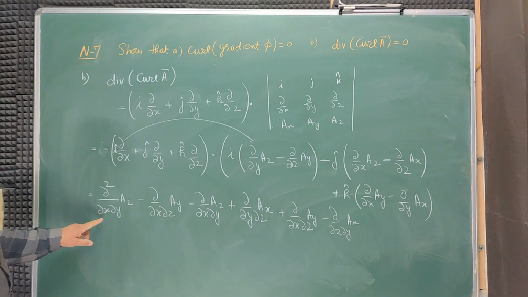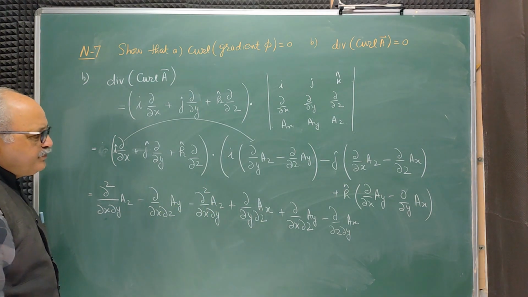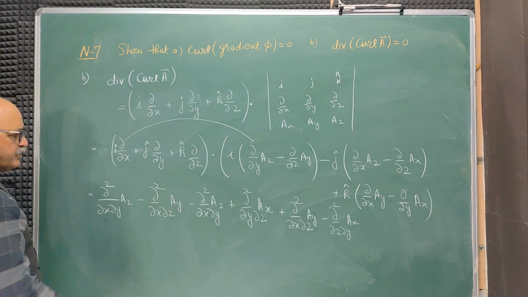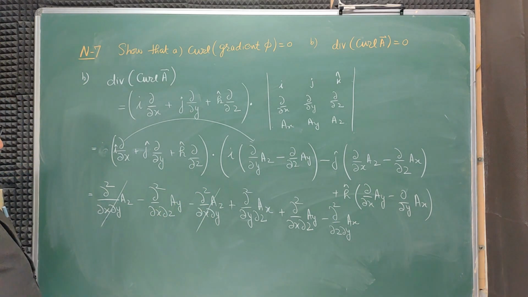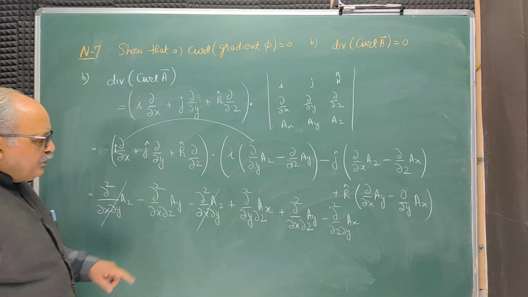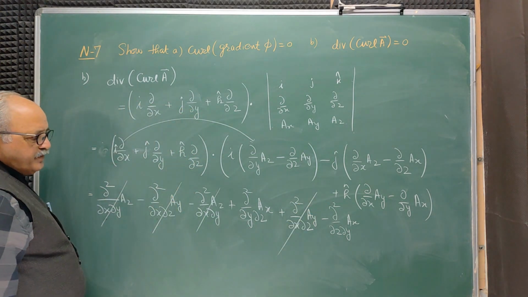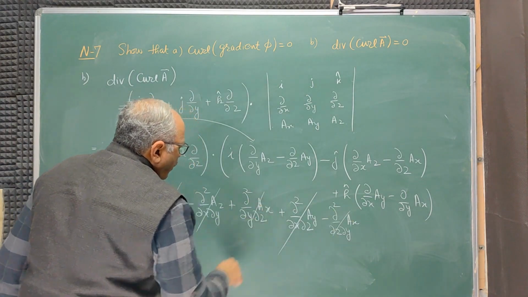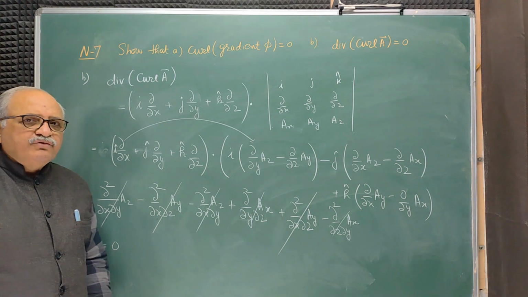Now you can check that in this particular case, this is d squared, d squared, d squared, d squared also. This term will go with this one, and this negative term of Ay will go with this positive term, and this positive term will go with this one. So all terms will cancel, and finally we are going to get 0 for this.